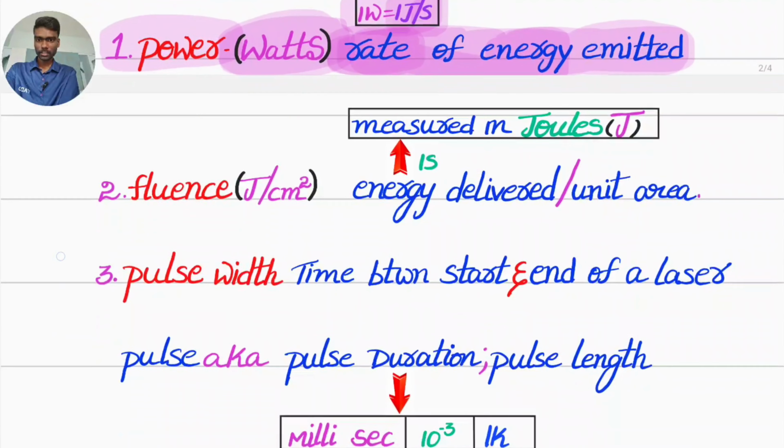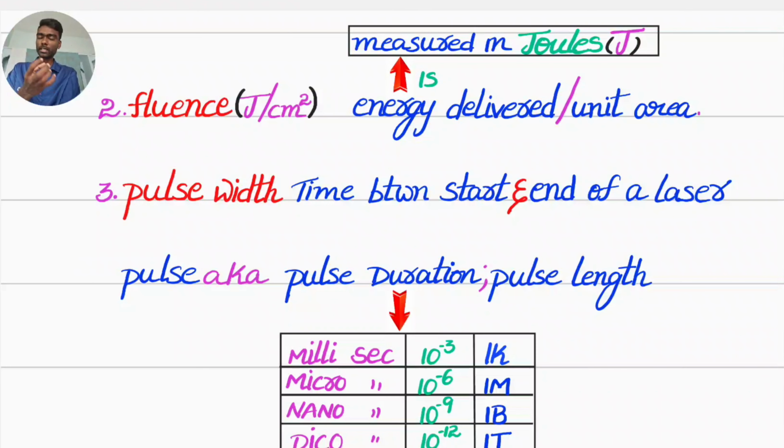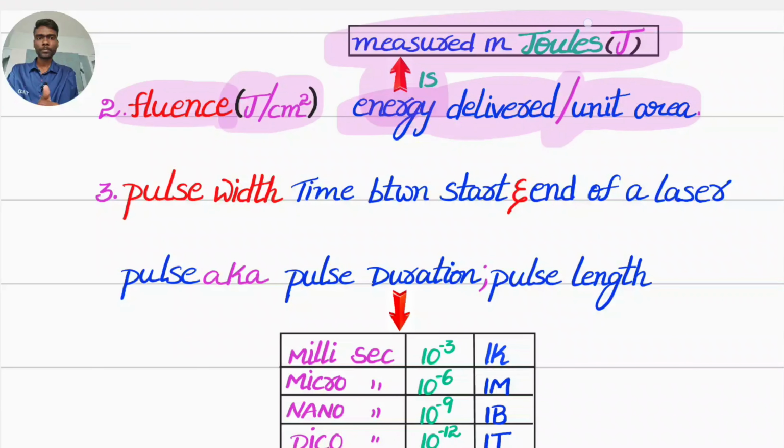Clear? Next, fluence. We got a laser, it has a certain power. That energy has to be delivered onto the body. That is nothing but fluence, which means energy delivered per unit area. If energy is per time, it is power. Per unit area of our body, it is fluence. It is measured in joules per centimeter square. I already told you energy is measured in joules. Wherever you see the words energy delivery, it is fluence.